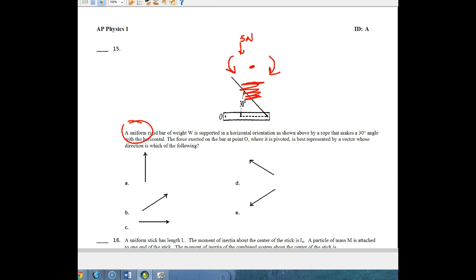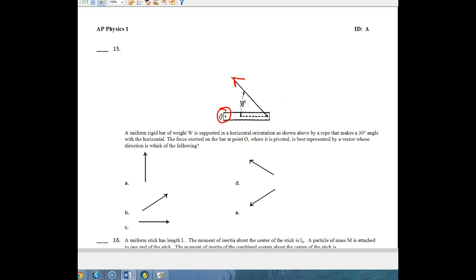So this is number 15. For number 15, we have a uniform rigid bar of weight W supported in a horizontal orientation as shown above by a rope that makes a 30-degree angle with the horizontal. So this is a bar, we've tied a rope to it, and we're just pulling on that rope so that the pull is going up in this direction, and therefore it holds the bar level. The force exerted on the bar at part O, which is pivoted, is best represented by a vector whose direction is which of the following?